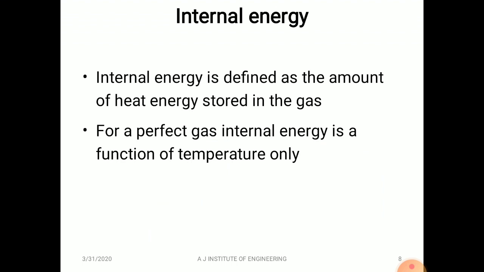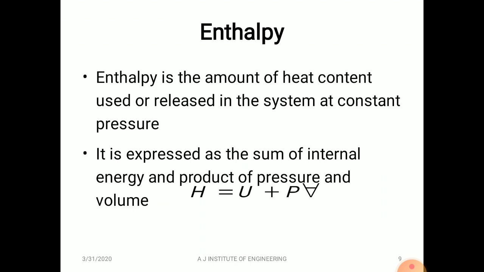Now let us define internal energy. What is internal energy? It is represented by the symbol U. It is defined as the amount of heat energy stored in a gas. The internal energy is due to the kinetic energy and potential energy of the molecules, electrons or atoms contained in the system. For a perfect gas, internal energy is a function of temperature only, that is U equal to a function of T.